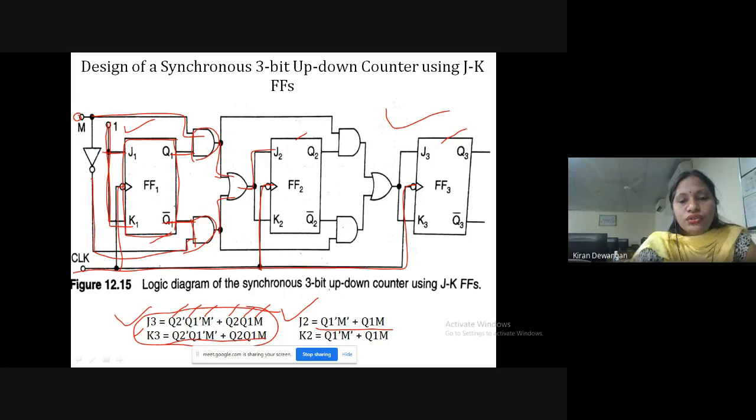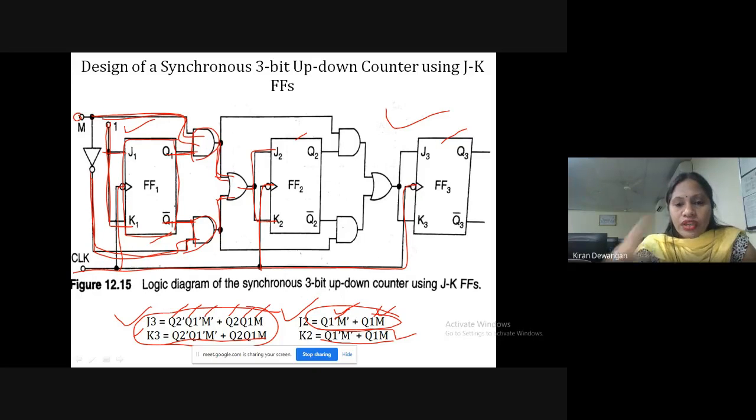This is given to J2. Okay. Now since the K2 expression is also the same, Q1 bar M bar plus Q1 M, this is also given to K2. Okay. So from here, on the basis of this expression, Q1 bar M bar, here I am having Q1 bar, Q1 and M, this part, and Q1 bar and M bar, both are getting ANDed and the outputs are getting ORed. So that is how we get J2 and K2.